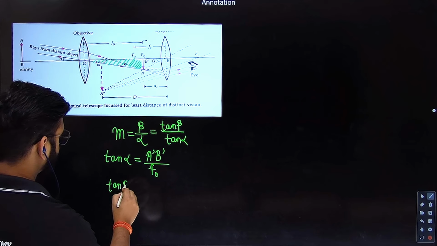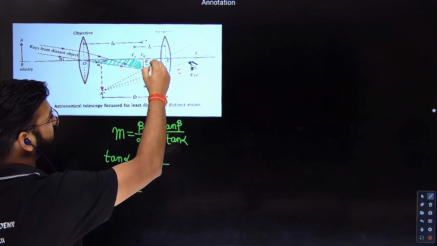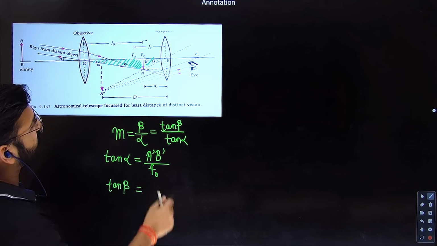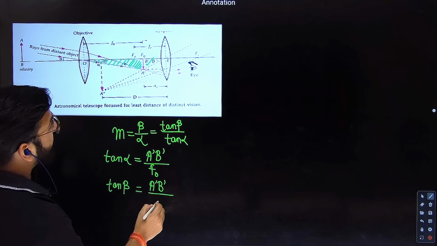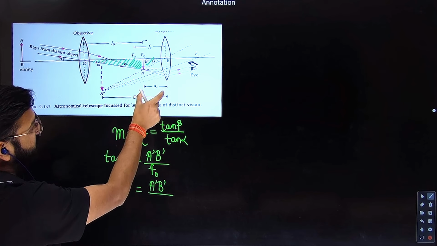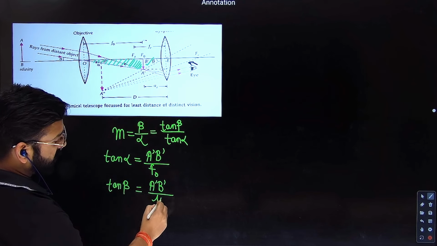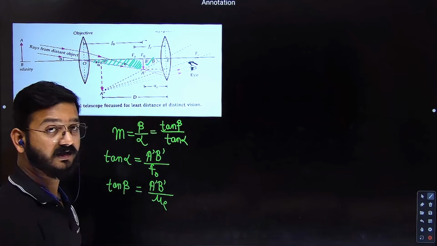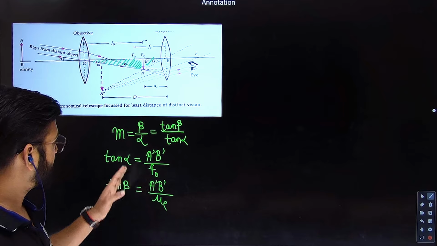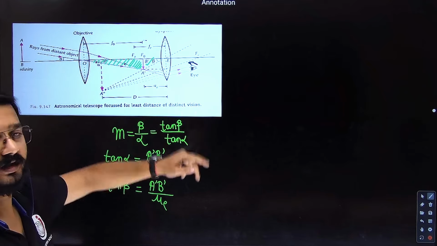Tan beta. For tan beta, I want you to focus on this smaller triangle. So what will be tan beta? A dash B dash divided by this much distance. What is this distance? UE. UE means the object distance of the eyepiece. I hope all of you are clear in writing tan alpha and tan beta. Very simple. You just need to know which triangles to pick.